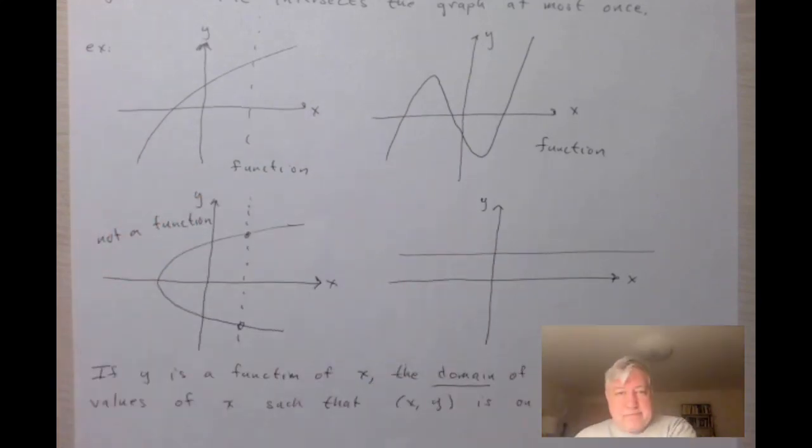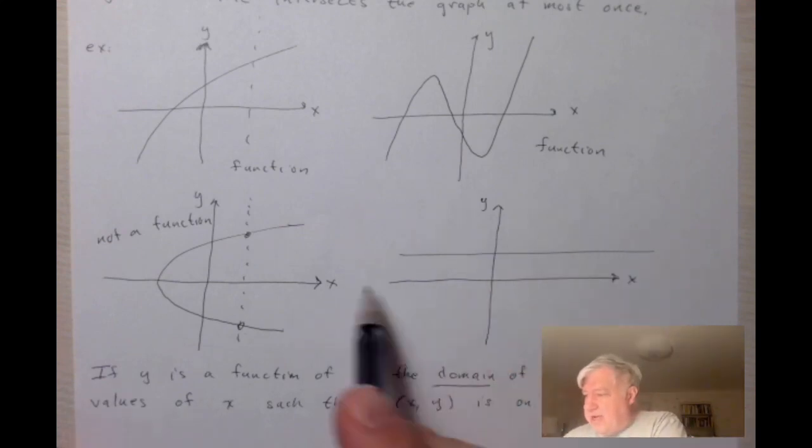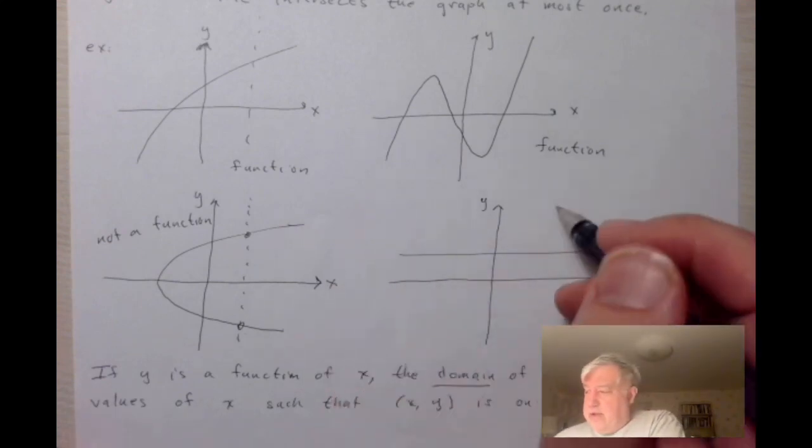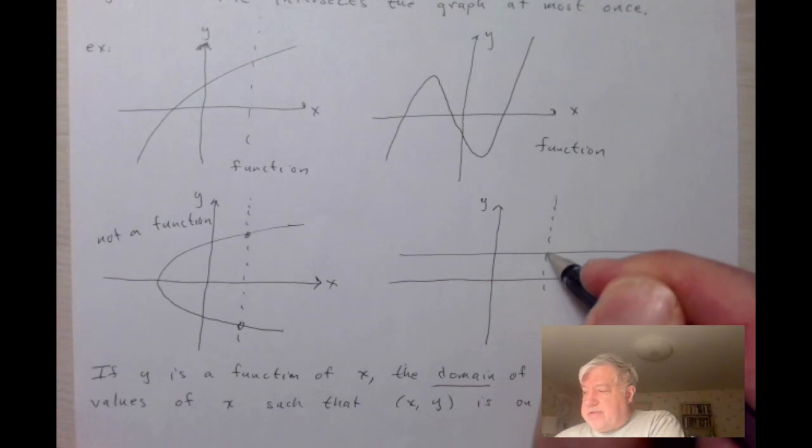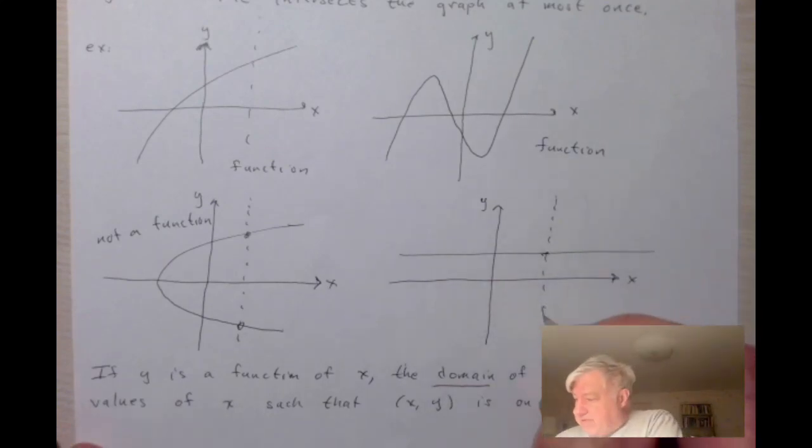And then also you can see with a horizontal line that any vertical line intersects it exactly once. So this would be a function.